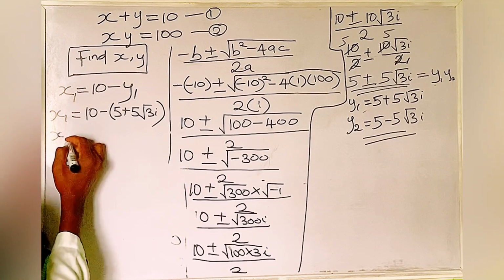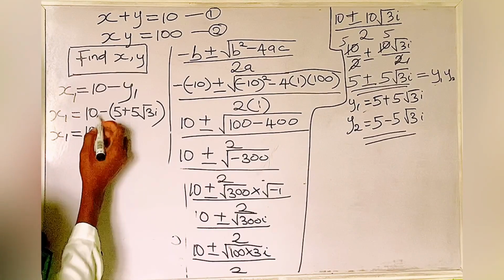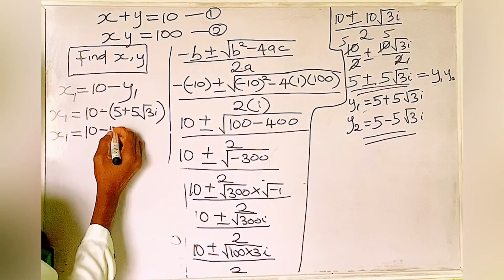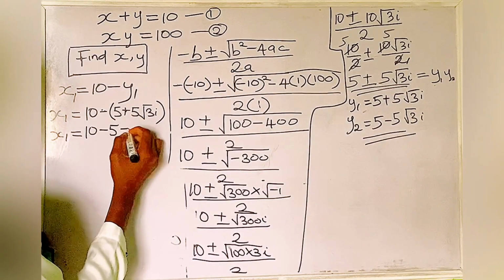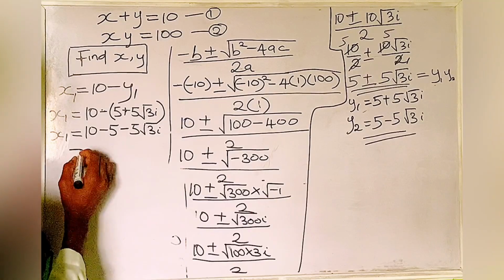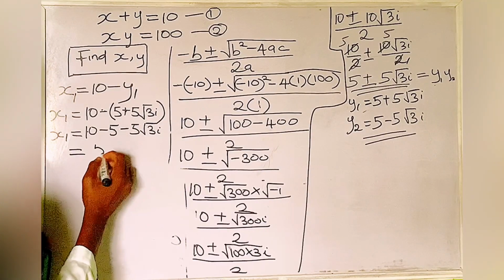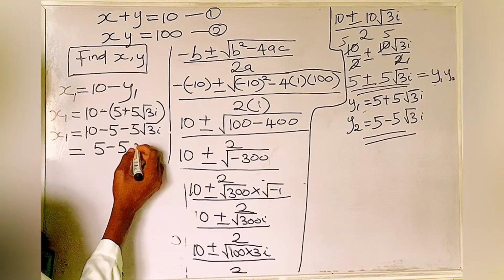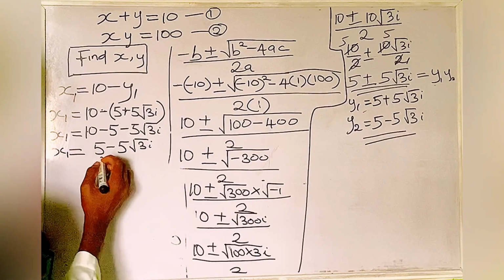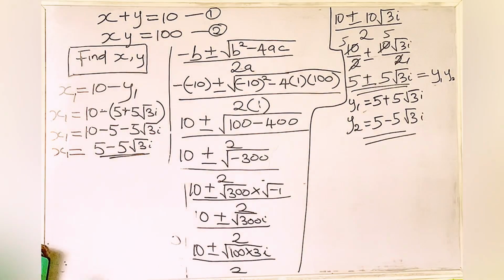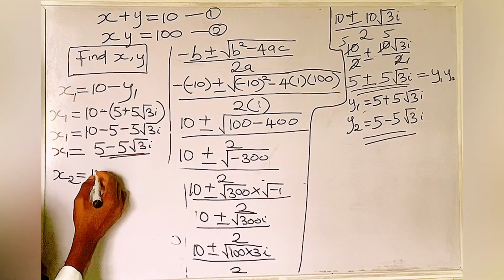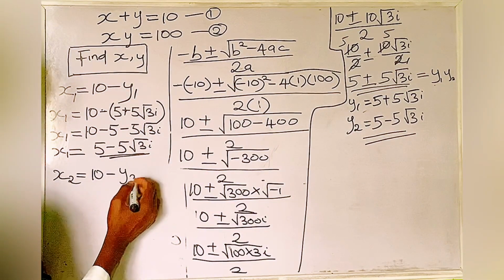x1 is equal to 10. This negative is going to affect everything in this bracket. So it becomes minus 5, and minus plus becomes minus 5 again, root 3i. So we have 10 minus 5, which is 5, minus 5 root 3i. So this is the value of our x1. Alright, so let's find x2. x2 is 10 minus y2.